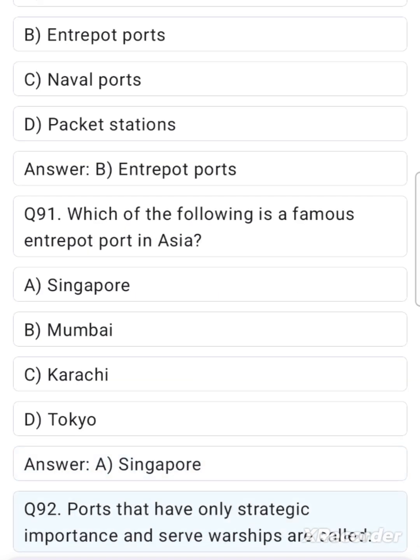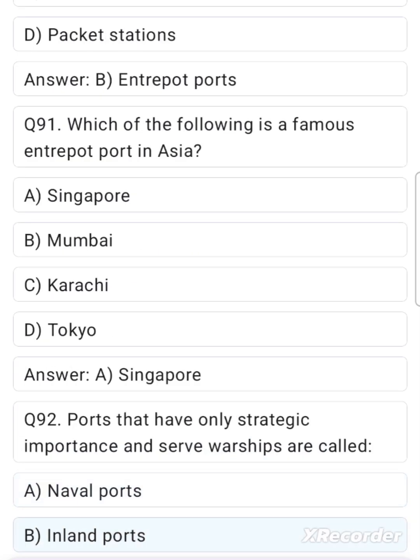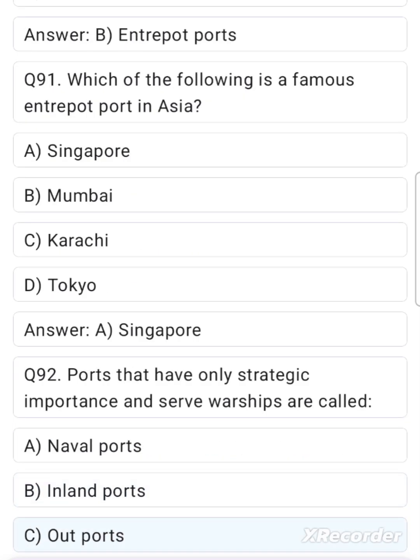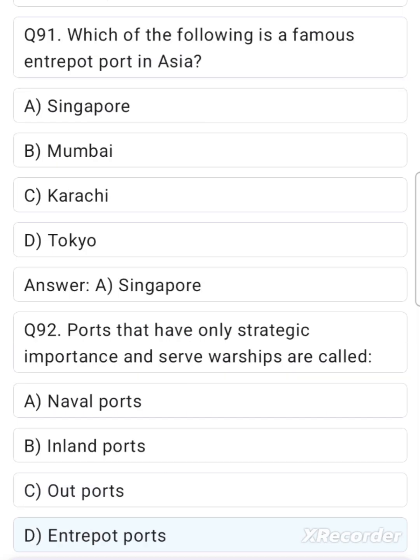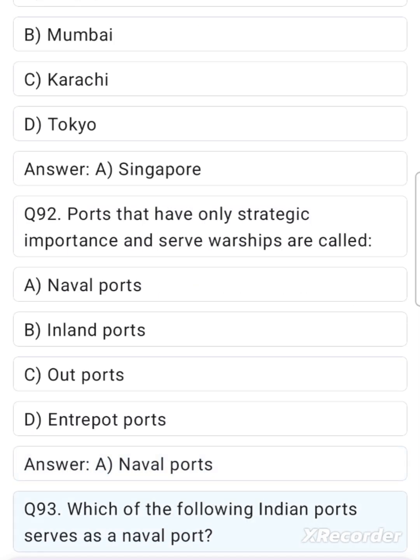Q92. Ports that have only strategic importance and serve warships are called A. Naval ports. B. Inland ports. C. Outports. D. Entrepot ports. Answer: A. Naval ports.